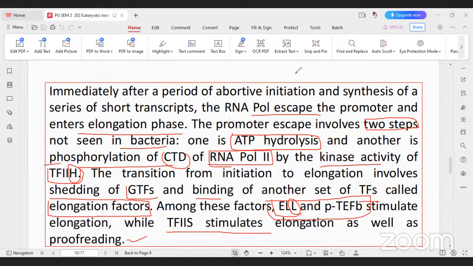Simple phosphorylation means, for example, here, in DNA T is present.